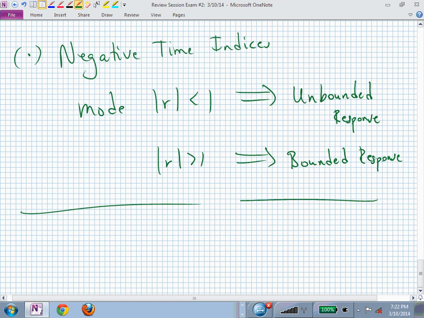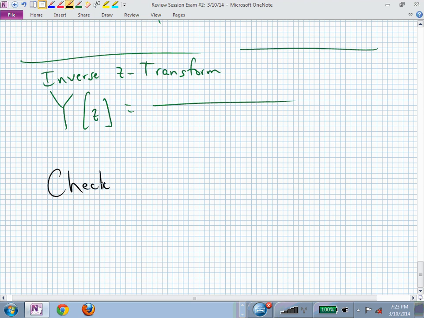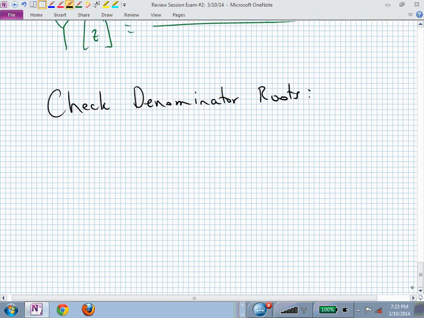Let's now look at inverse Z transforms. Y of Z equals something. What's critical here for inverse Z transforms? You're interested in the denominator, aren't you? So now you really want to check the denominator, or the roots of the denominator. Let me say check denominator roots. And that's going to influence what you see in your inverse Z transform.